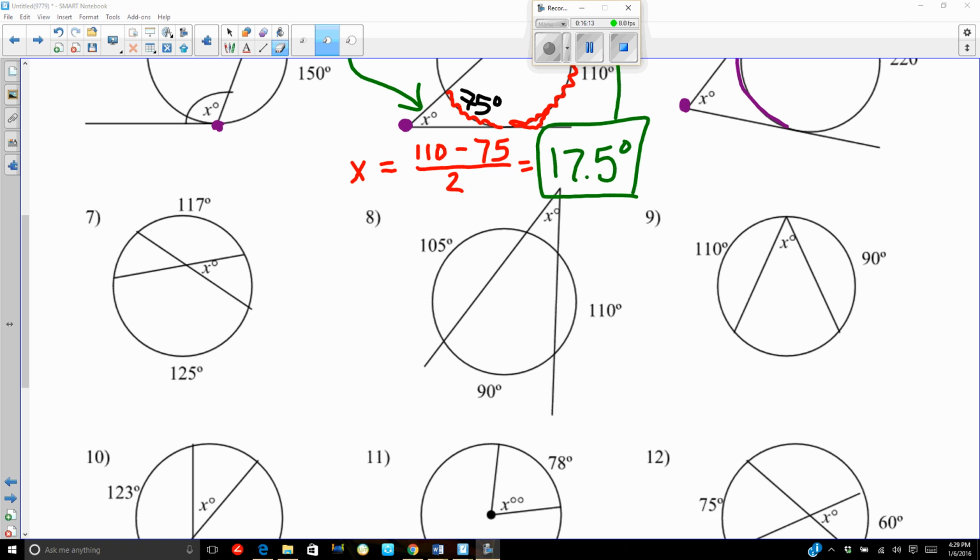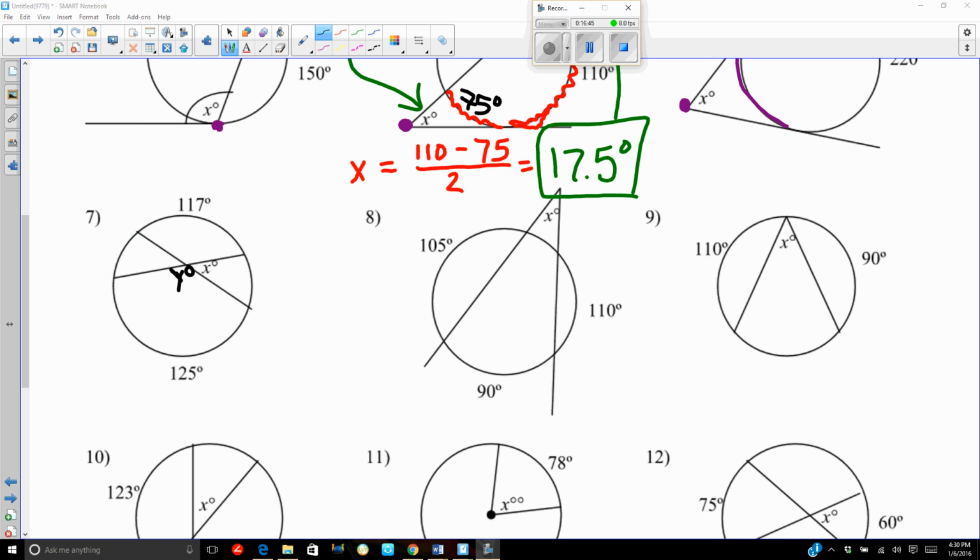So to find x, the two arcs that we need to know typically to do this formula are this arc and this arc. We don't know what they are, and there's really no way to find those two arcs without just guessing. So instead, what we're going to do is find this angle right here. We're going to call it y, and once we find that angle, that'll help us find x in this problem.